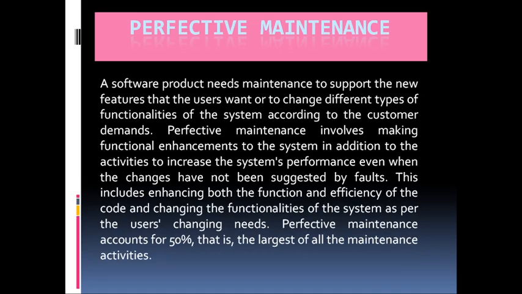The next type is perfective maintenance. Whenever software is made, it needs to be perfect. That means it works according to the user's needs, and the functionalities of the system should be according to the customer's demands.